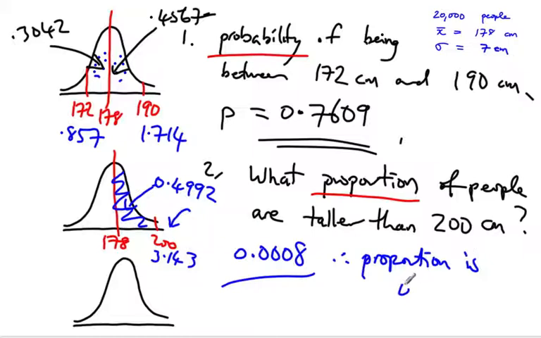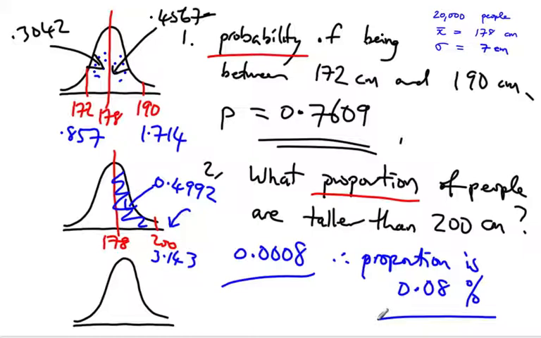So this is 0.08%. And that is the correct answer to this question. 0.0008 means you've done the correct calculation, but 0.08% is in fact what the question asked for. Okay, moral of the story, question number 1, if it says probability, write a decimal.